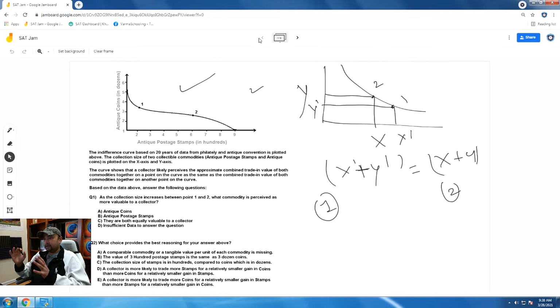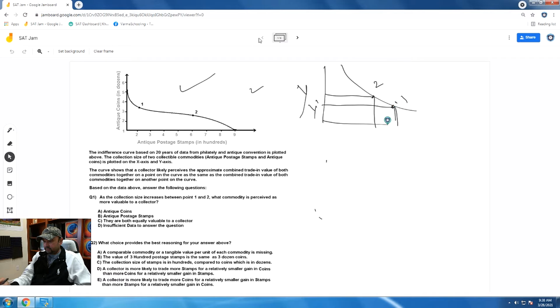Now, let's pretend that we are dealing in the Stone Age days of barter trading, where there is no standardized currency, and most of the trades and exchanges that happen have to do with perceived value of exchanged goods. So we're looking at an indifference curve. Now, the word indifference comes from the fact that whether I have at point one x dash number of one thing and y dash number of the other thing together is of the same value as if I had x value and y value at point two.